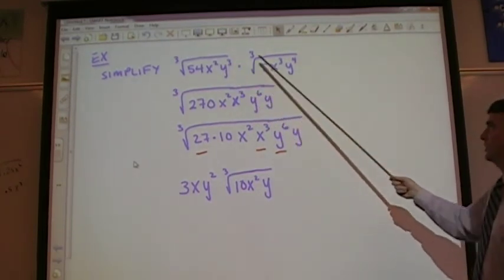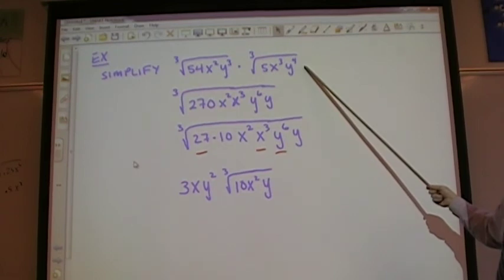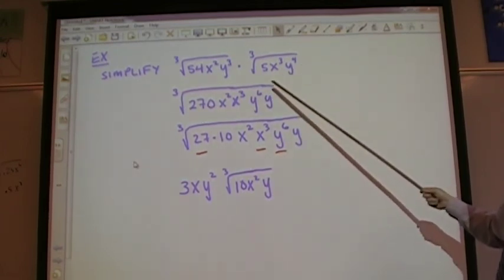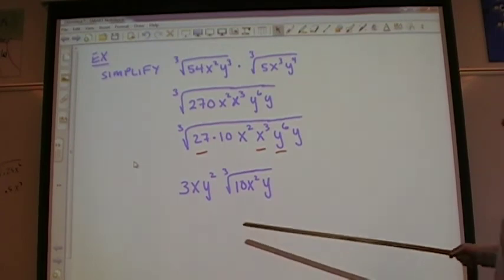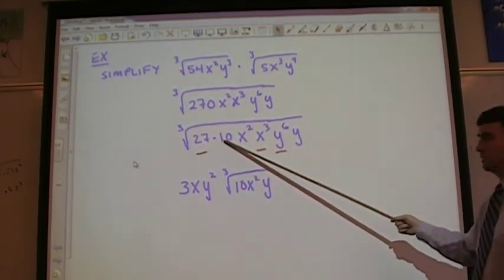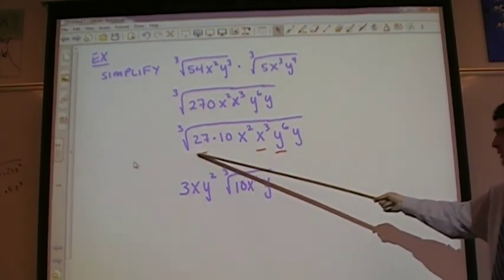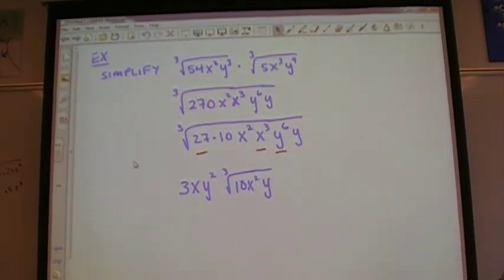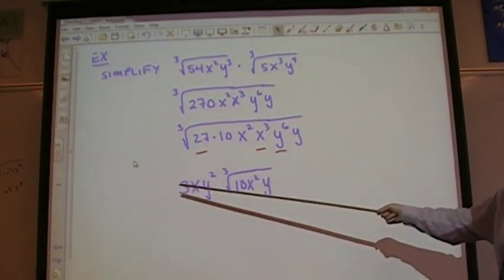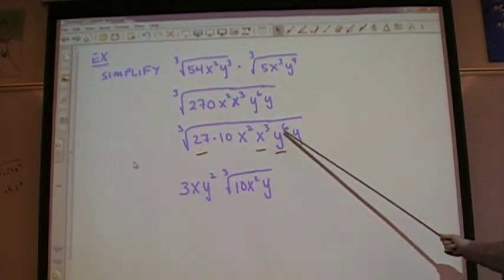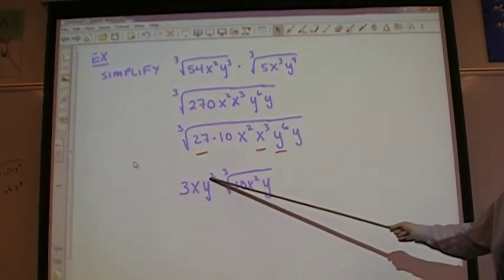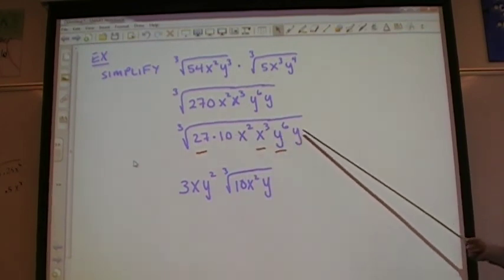Now when you put these two together, y cubed times y to the 4th is y to the 7th, and then you break that up as y to the 6th times y. Make sense? And then I broke up the 270 as 27 times 10. Then I underlined the perfect cubes for you. What's the cube root of 27? 3. The cube root of x cubed is x. The cube root of y to the 6th is y squared. And then I'm left with 10x squared y underneath.